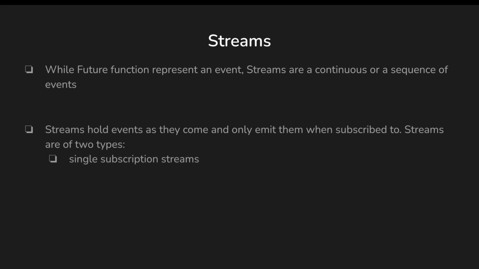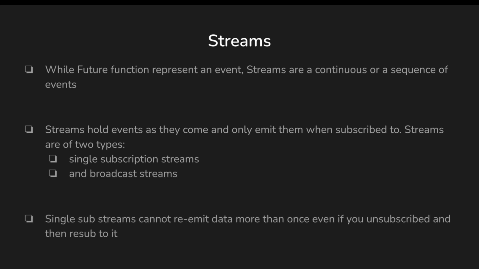Streams are of two types: single subscription streams, which is the default stream, and broadcast streams. Single subscription streams cannot re-emit data more than once, even if you subscribe and then resubscribe to it, because a single subscription stream prioritizes passing all the information in the correct sequence to its listener. So this is best for data that needs to be received in sequence and cannot be broken up or interrupted. Broadcast streams can re-emit data.